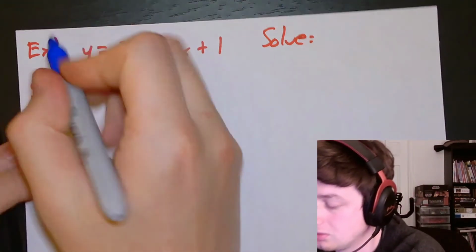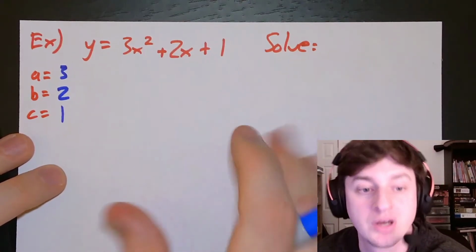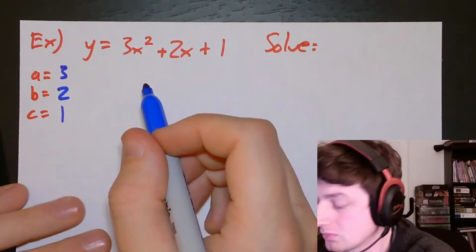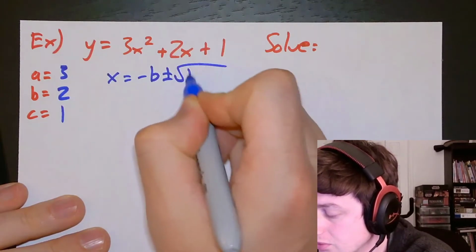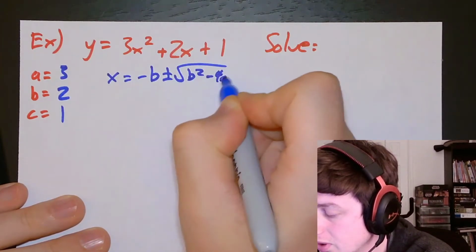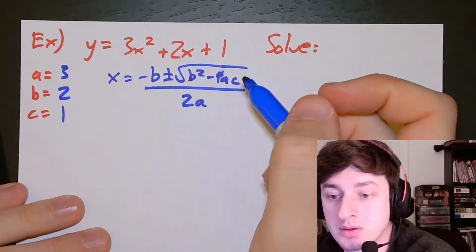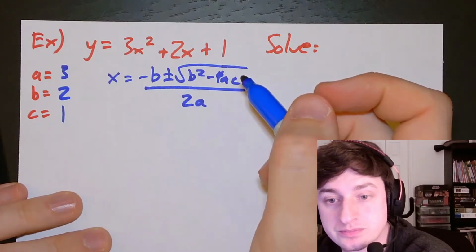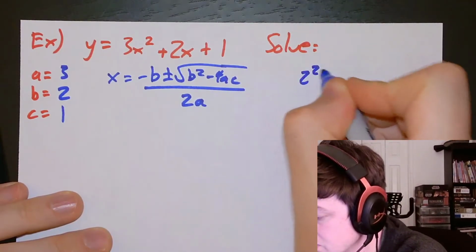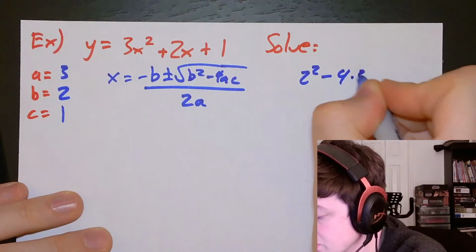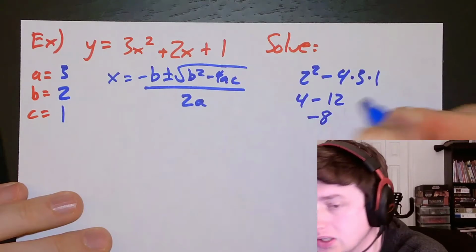So A is 3, B is 2, C is 1. This might seem like Mr. Martin just picked really weird numbers, but it'll work out. Kind of. So then our formula is x equals negative b plus or minus the square root of b squared minus 4ac all over 2a. Something you can do is just calculate b squared minus 4ac, right? So 2 squared minus 4 times 3 times 1. So this is 4 minus 12, which is negative 8.